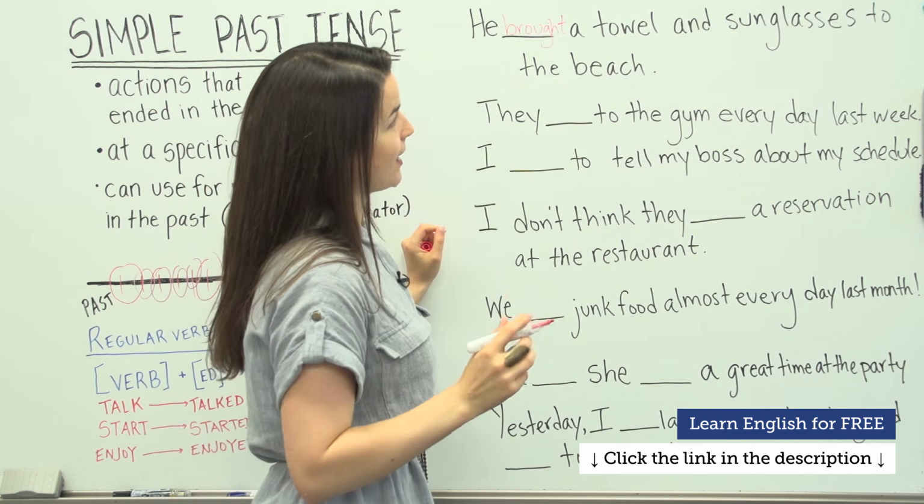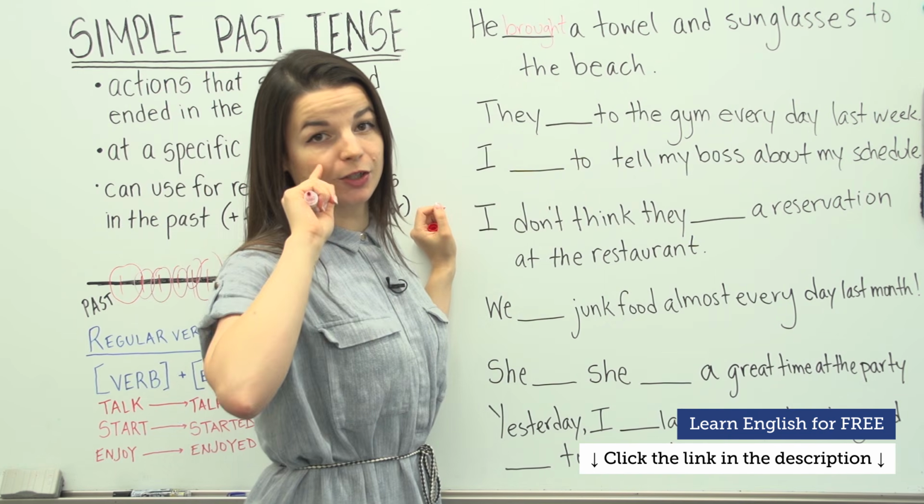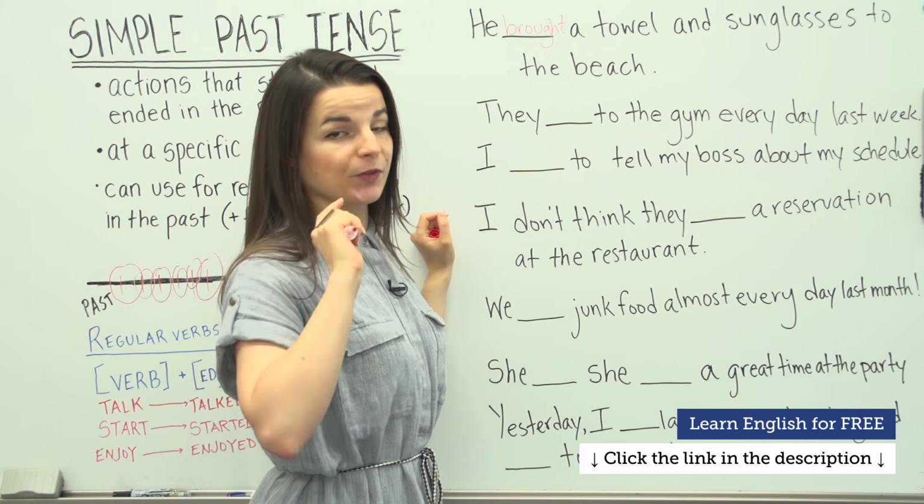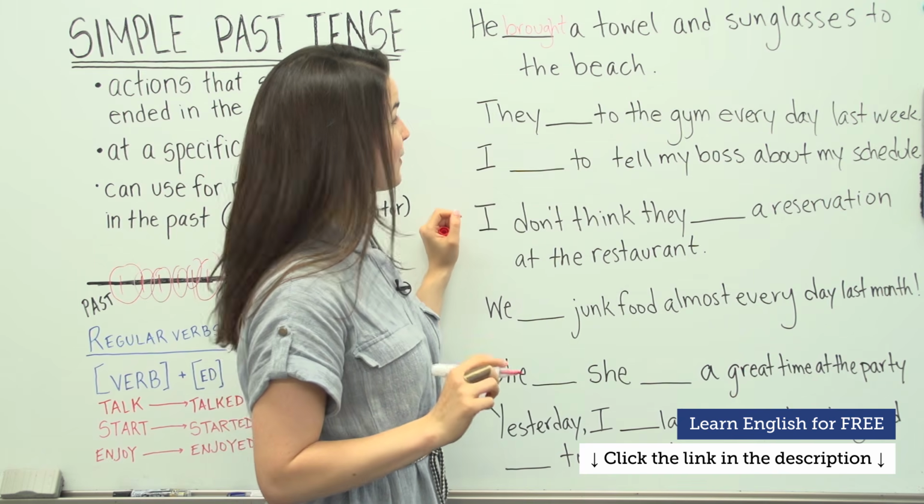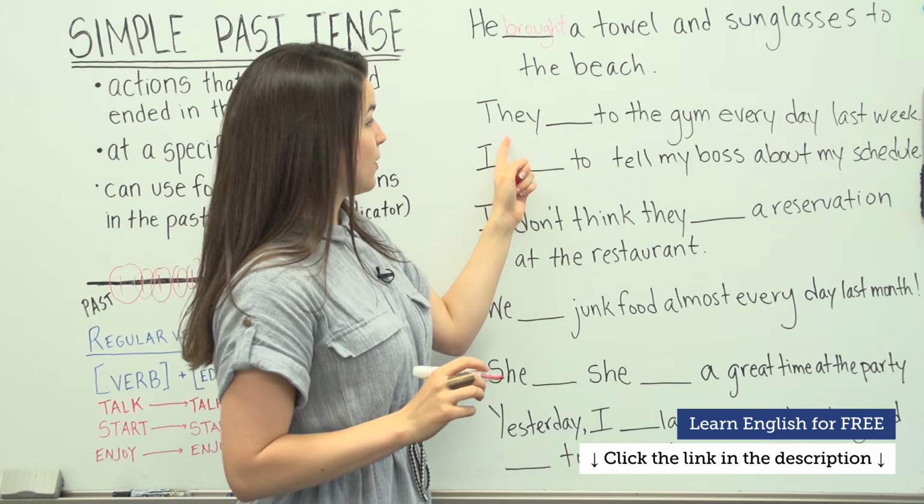B-R-O-U-G-H-T. He brought a towel and sunglasses to the beach. This is the correct conjugation here. So bring is an irregular verb. Okay. Let's go to the next sentence.